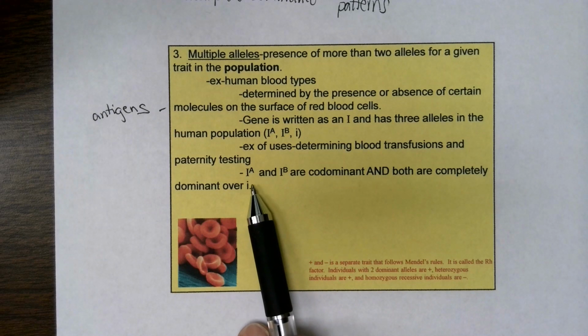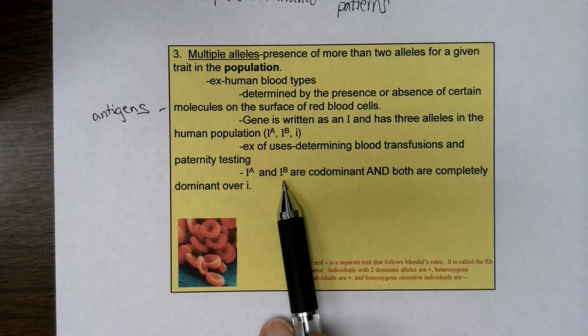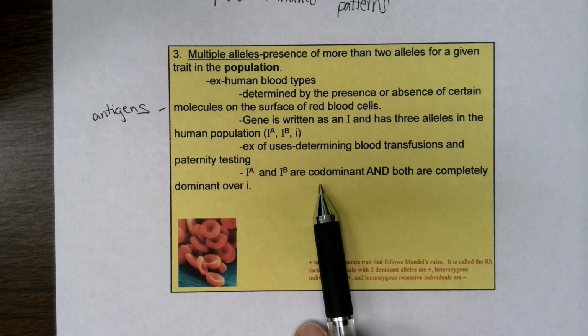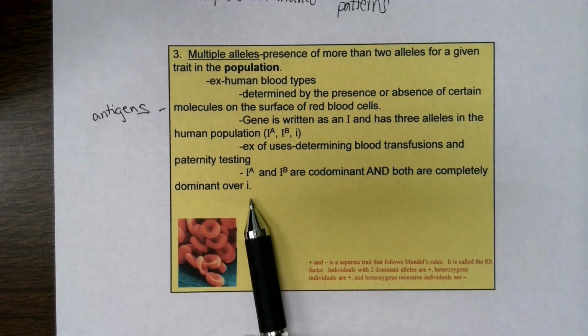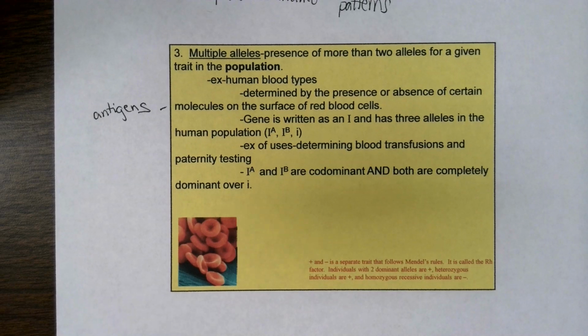So anyway, that being said, the I^A and the I^B are codominant. So they're going to follow the same pattern like the black and white chicken essentially. But they are both completely dominant over the little i. So they're going to follow Mendel's rules if present with the little i. Okay. So then on the next slide, and then we'll work the problem.